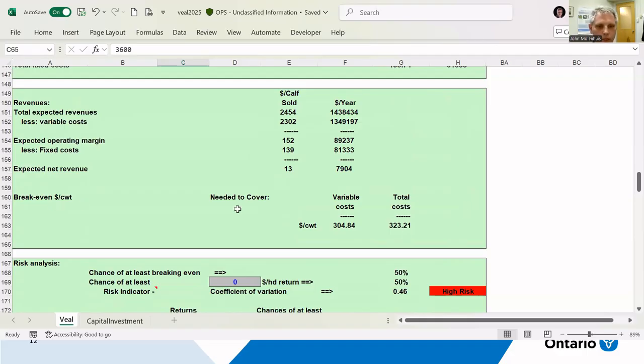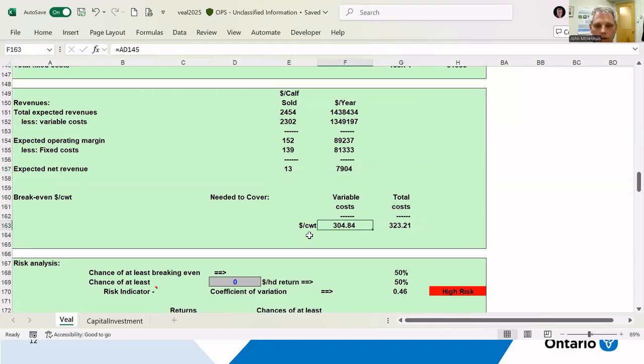But break evens are always a helpful number to keep. Based on all of my cost information above, I need 323 to cover all the costs that I've included in there, including the cost of calves and feed. It's the total cost of 323. We're at 325, so that's why we're at a slightly profitable number here.